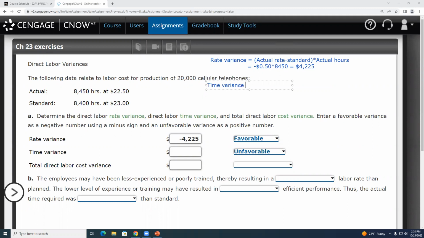And so again, the formula that I had shown you in the PowerPoint for the time variance: actual hours minus standard hours, times the standard rate per hour. We actually worked 8,450 hours. The standard was 8,400. So we have an overage of 50 hours at the standard rate of $23 per hour.